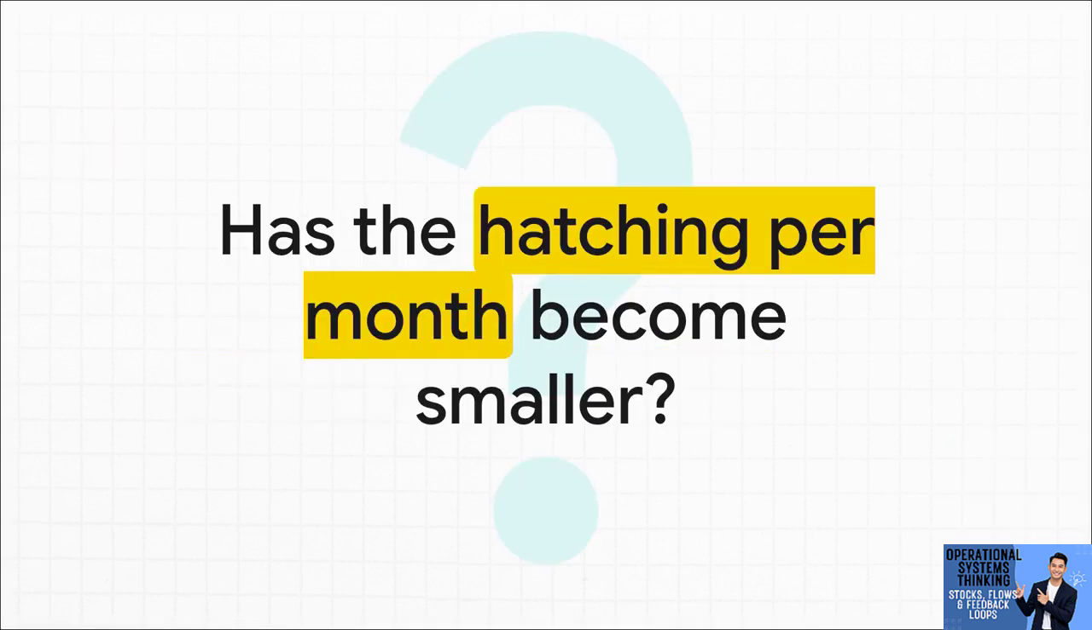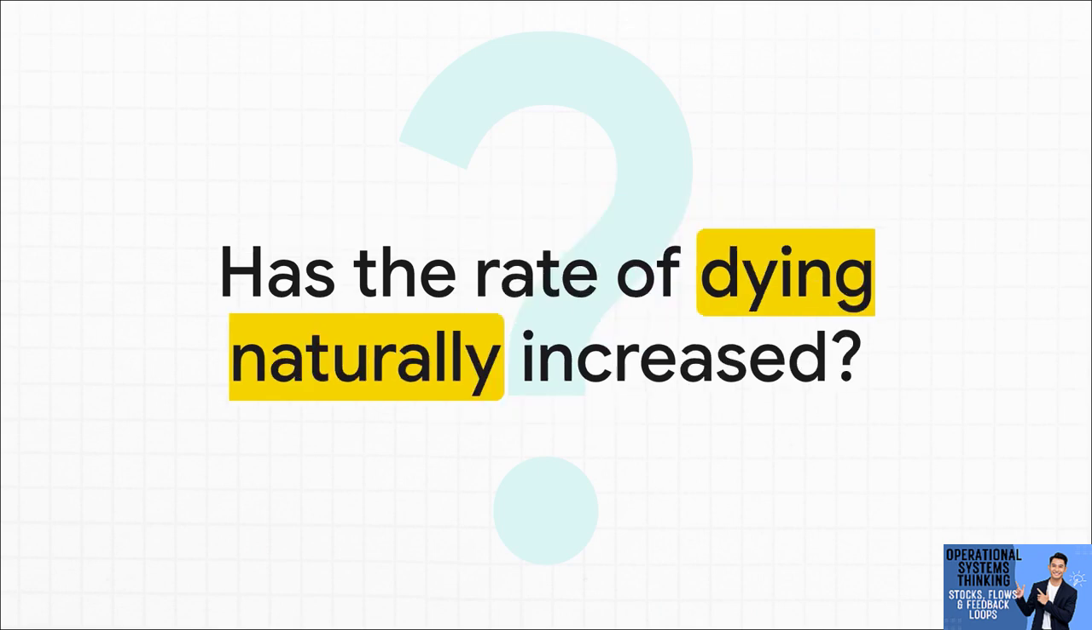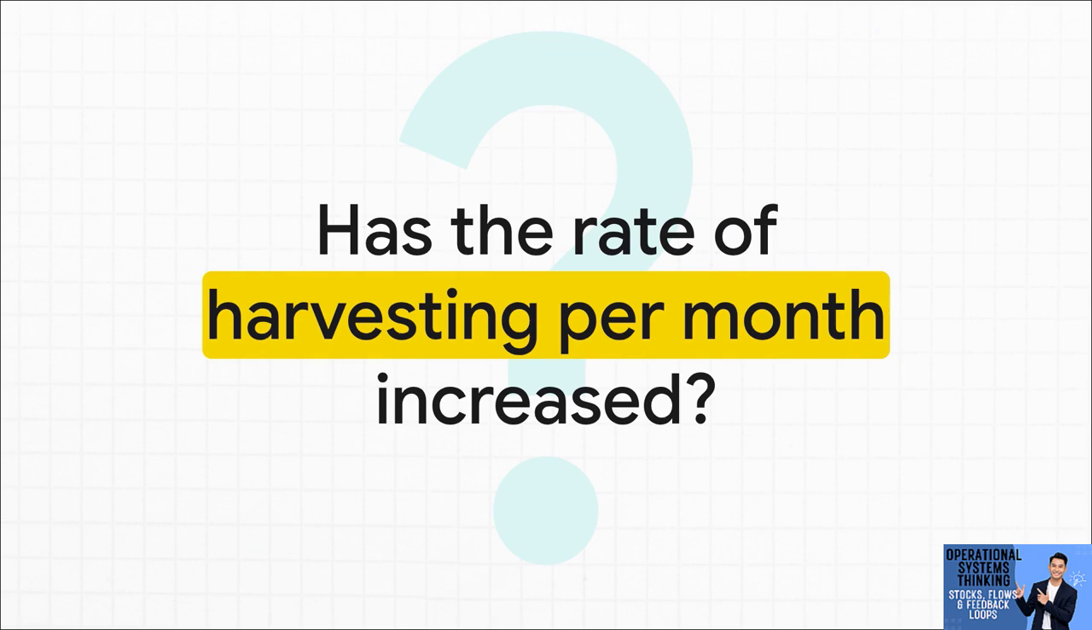So now our map lets us ask really targeted, smart questions. We can start diagnosing. First, let's look at the inflow. Is the faucet clogged? Has the hatching rate gone down? Maybe because of pollution or something? Next, what about the outflows? Let's check the first drain. Has the natural death rate increased? Is there a new predator in town? Or has the flow that we humans control, the harvesting rate, has that gone way up? This line of questioning helps us isolate the real driver of the problem.